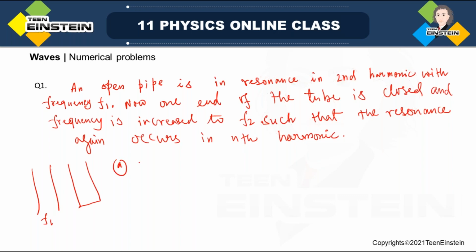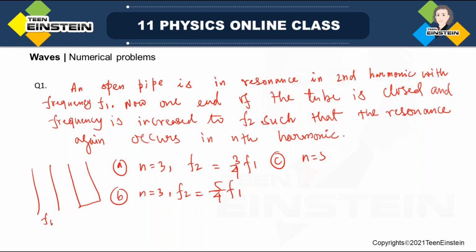I'll just write the options. Option A: for n is equal to 3, f2 is equal to 3/4 f1. Option B: for n is equal to 3, f2 is equal to 5/4 f1. Option C: n is equal to 5, and for that you get 3/4 f1. This is f2. The last one is when n is equal to 5, whether this should give 5/4 f1. So these are the options. You have to find out the correct option.